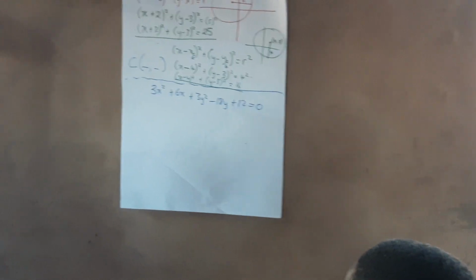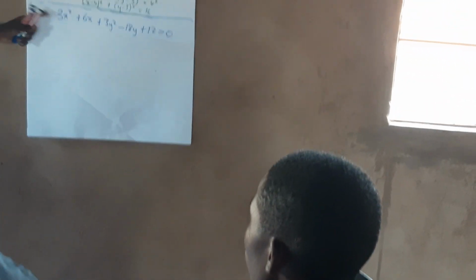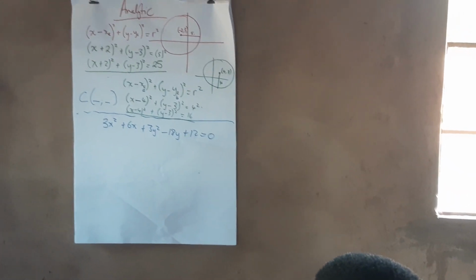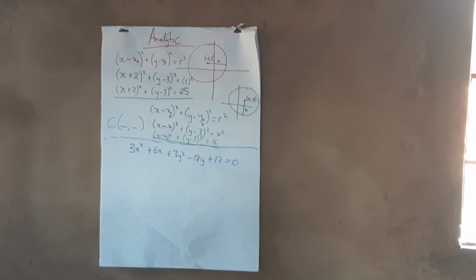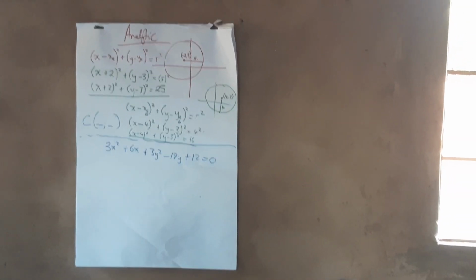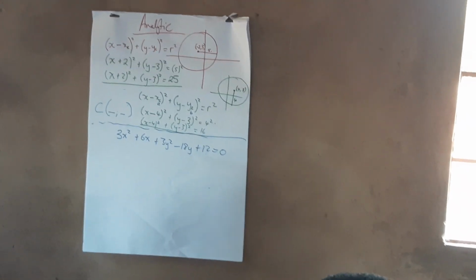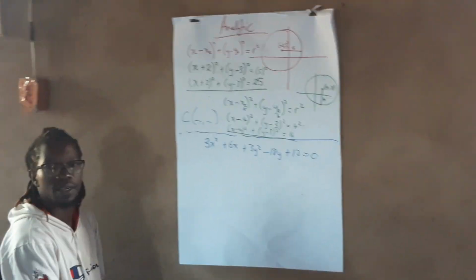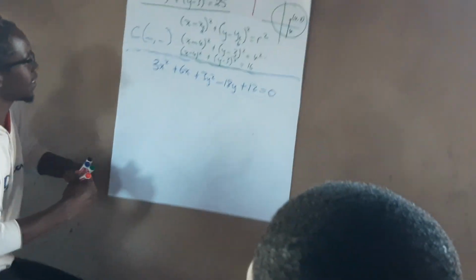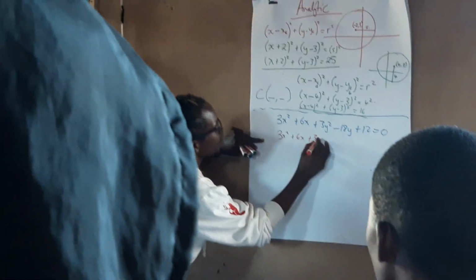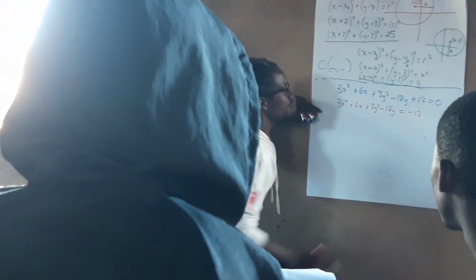How can we find the center of this? Here's what you do. You complete the squares. We did the completion of the squares in grade 11. How do we deal with this? It is very, very simple. We are going to group everything nicely. So this is our 3x squared plus 6x plus 3y squared minus 18y equals negative 12.